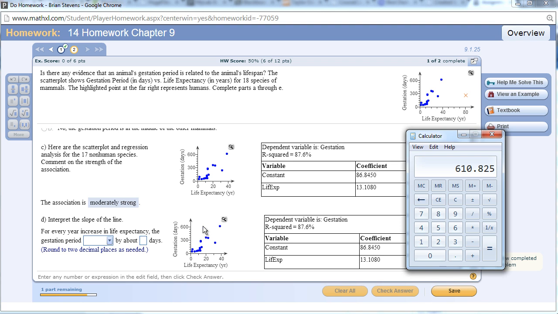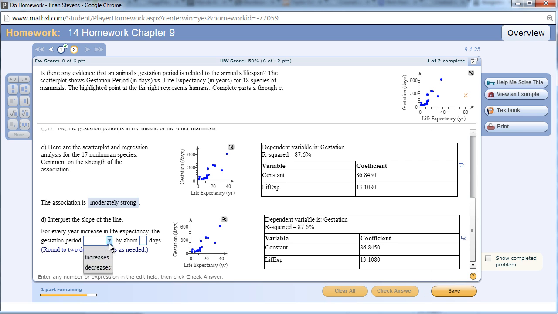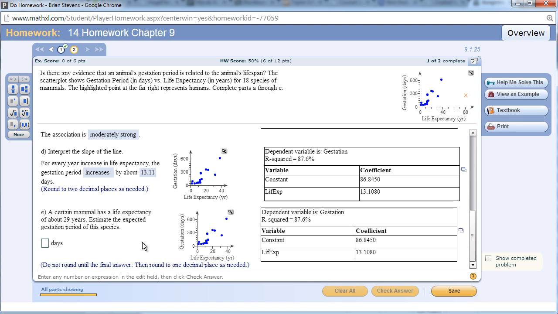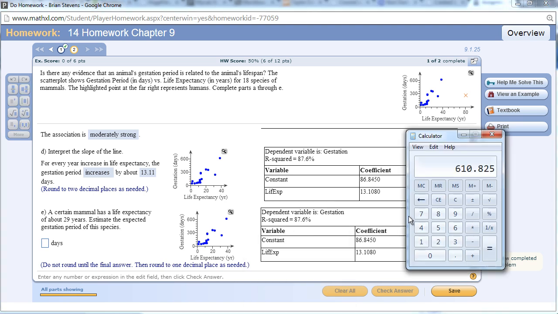So interpret the slope. For every year increase in the life expectancy, the gestation period will increase by about, and it wants it to 2 decimal places, 13.11, rounding to 2 decimal places. A certain mammal has a life expectancy of 29 years. So estimate the expected gestation period.